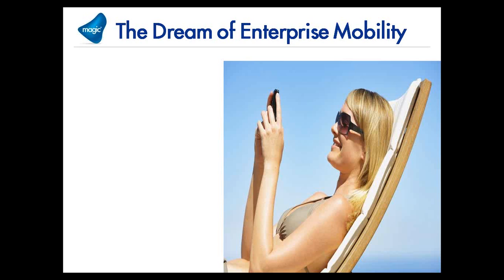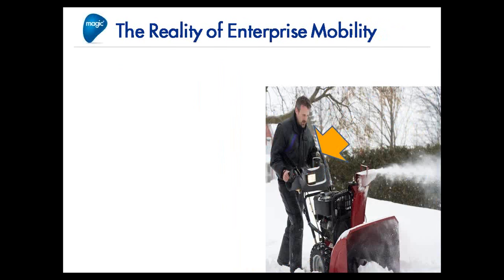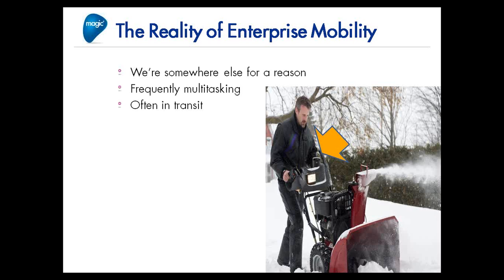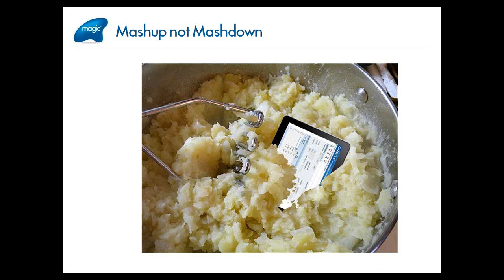And so this dream of enterprise mobility is one where we just think we can be on the beach using our apps. We can go anywhere, do anything, and happily perform our current jobs. But the reality of enterprise mobility is often quite different, that we're somewhere else for a reason. We're frequently multitasking. We're often in transit as we're utilizing these apps. And so the picture that results is quite different.